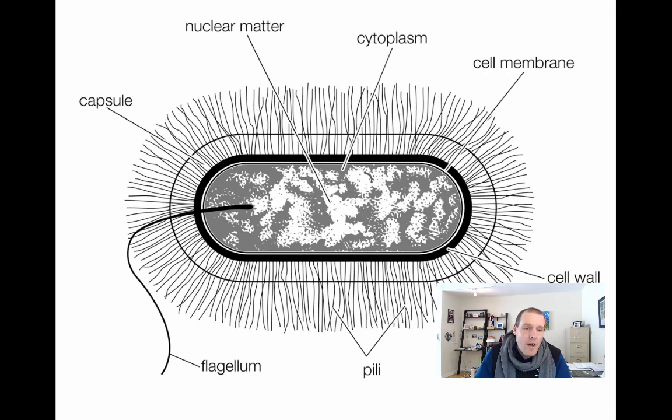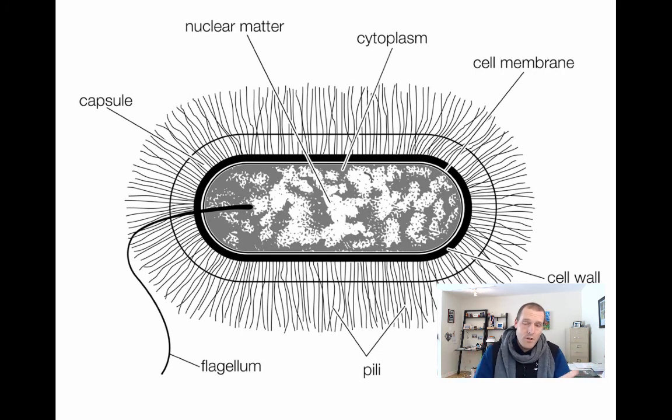Let's start inside. So all cells, including bacteria, have cytoplasm. The cytoplasm is the grey stuff here, and the cytoplasm is contained within a cell membrane, which I'm going to often refer to as the plasma membrane. And so the plasma membrane basically separates the outside world from the inside world of the cell. And we're going to talk about membrane structure and function in a lot more detail in our next module. Now, outside of the membrane, bacteria have cell walls.